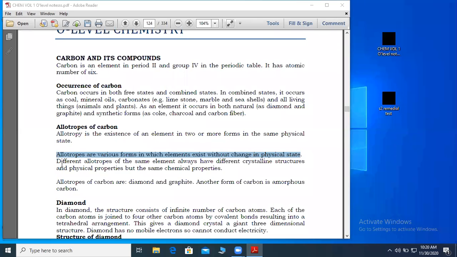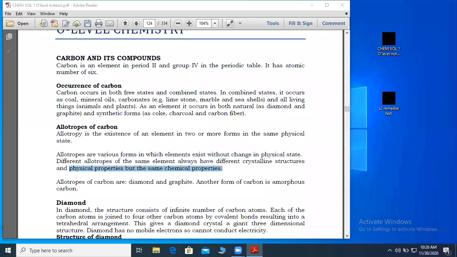Different allotropes of the same element always have different crystalline structures and physical properties, but the same chemical properties. So they have different crystalline structures and different physical properties, but they usually have the same chemical properties.